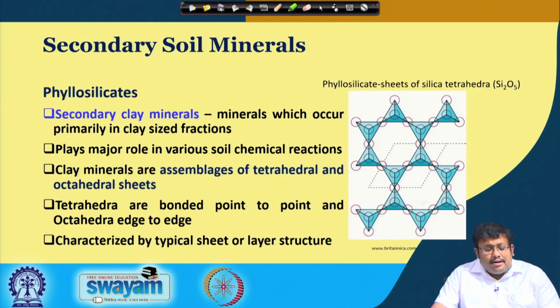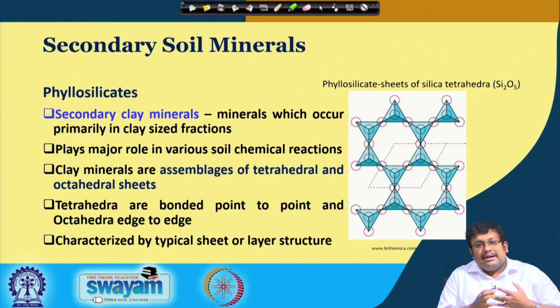So, phyllosilicates, as you know, the secondary clay minerals or simply the clay minerals are the best example of phyllosilicates, which occur primarily in the clay size fraction. Why are they called clay minerals? Because they occur in the clay size fraction, and they play a major role in various soil chemical reactions.